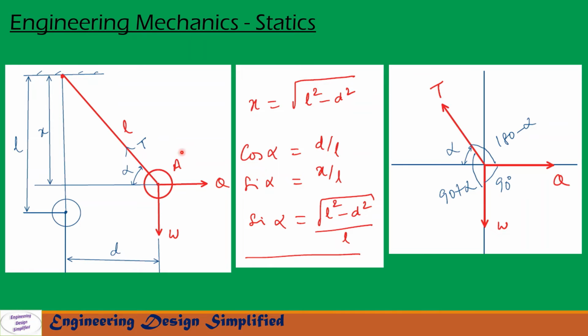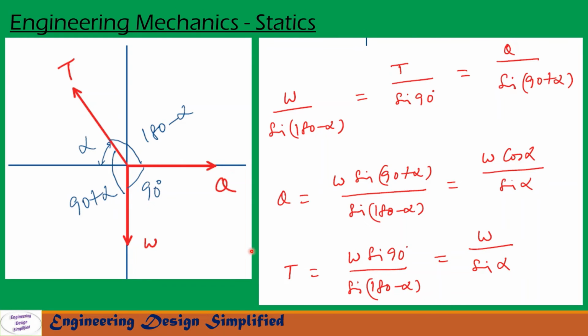Now let us transfer all these forces and reactions to the XY plane. On this XY plane we have W acting vertically downwards, Q acting horizontally in this direction, and T acting in this direction. The angle between T and the horizontal is alpha, and the angle between Q and W is 90 degrees. So the angle between T and Q will be 180 minus alpha. Similarly, the angle between T and W will be 90 plus alpha.